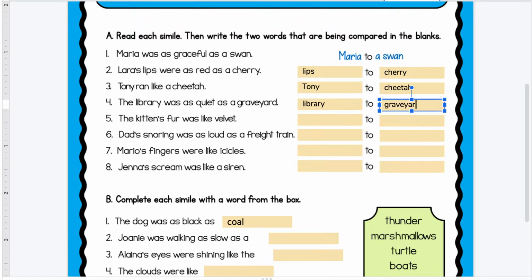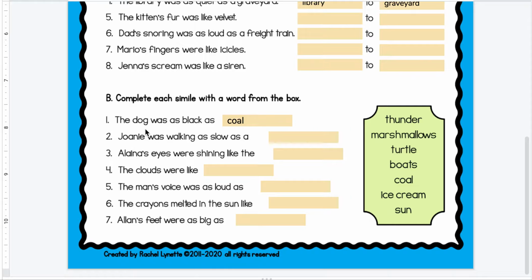The dog was as black as, I chose the word coal because I'm comparing the dog to an unlike thing. The characteristic that they'll share is that they are black. So the dog was as black as coal. And I just used the process of elimination. Which one makes the most sense here?